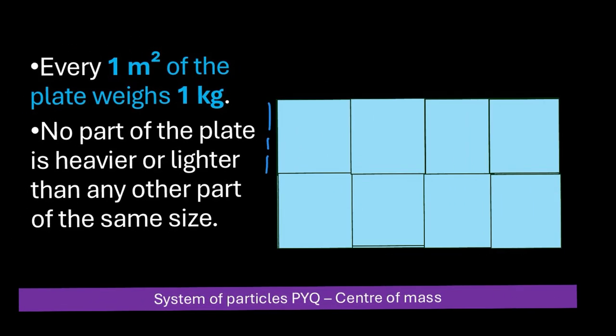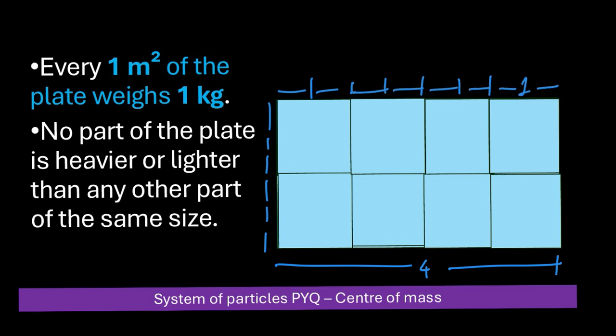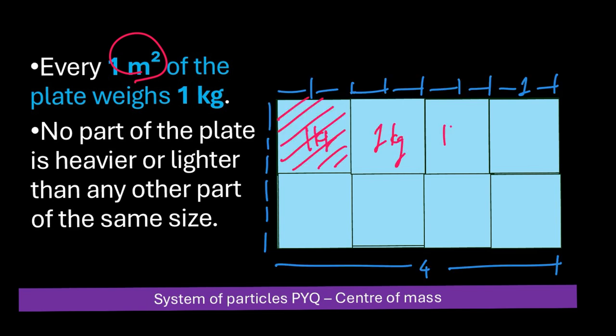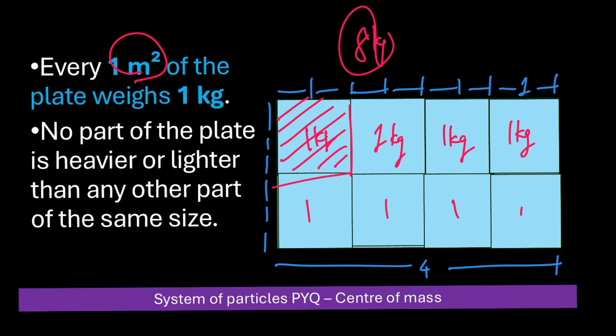Why? Because this is 1, this is 1, this complete width is 4, which is divided by divisions of 1 meter length. And now 1 meter square, which means this area, 1 meter square will contain 1 kilogram. So this will be 1 kilogram. This also 1 kilogram. These as well. And now if we add these 1 plus 1 plus 1 plus 1, 8 times, what we get is 8 kilograms. Therefore, such a division makes sense here.